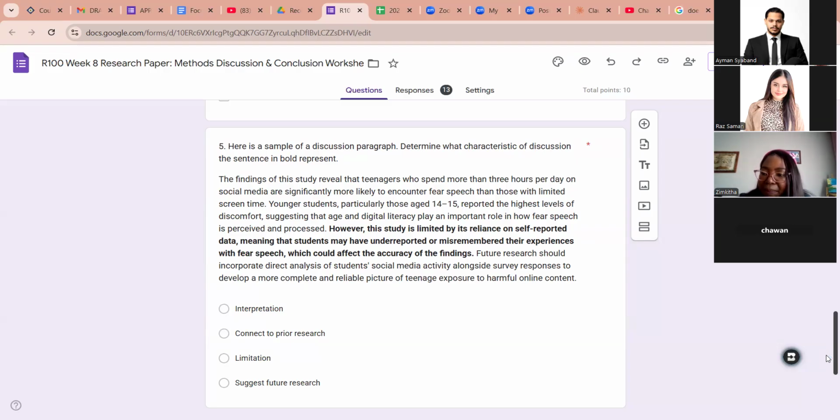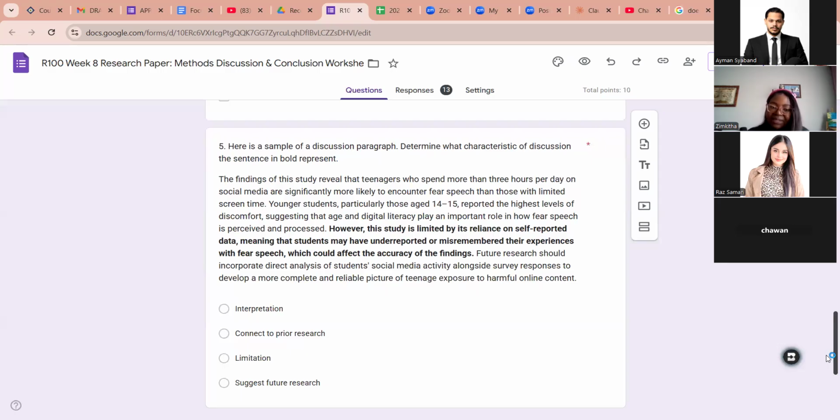Actually, it's not interpretations and it's not connected to other researchers, for example. It's a limitation. It talks about the problem, about what went wrong, what did not go as planned. Very good. It's limitation.